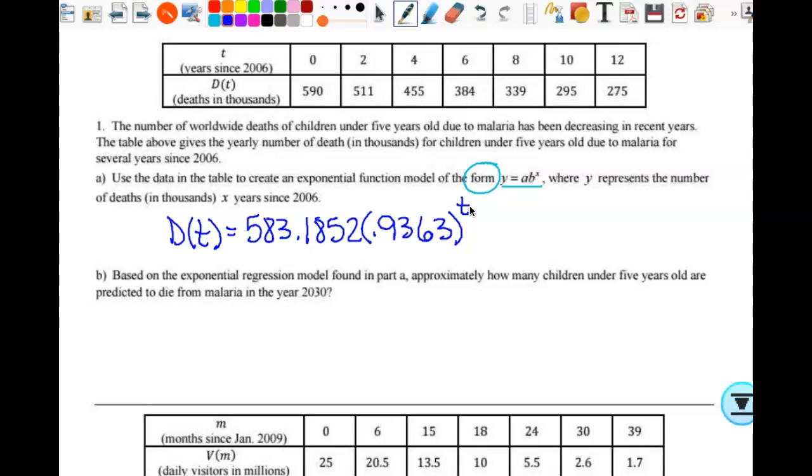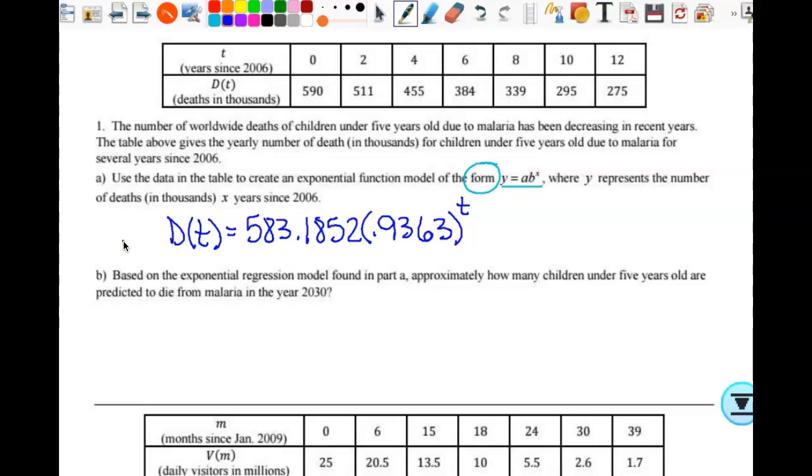Because on B, it says, based on the exponential regression model found in part A, by the way, if this was wrong for whatever reason, let's say that you typed in 580 instead of 590 on some of these, the chances are pretty good your numbers here are going to be different, which means you are not going to get the right answer in the end. But if you use your wrong answer correctly, you could still get credit for the second part. Just throwing that out there, okay?